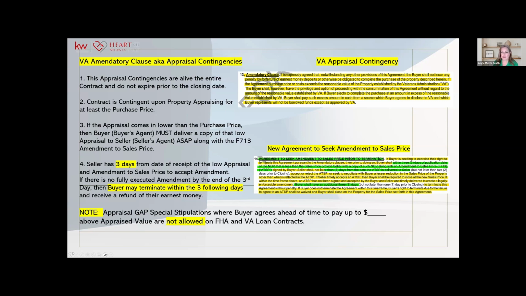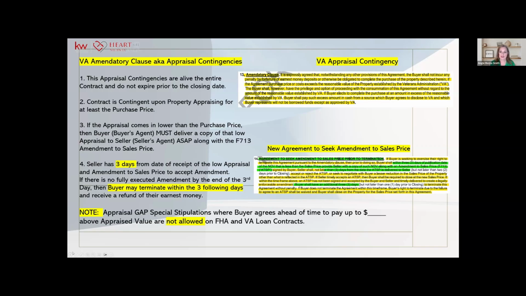It is expressly agreed that notwithstanding any other provisions of this agreement, the buyer shall not incur any penalty by forfeiture of earnest money deposits or otherwise be obligated to complete the purchase of the property described herein if the agreement purchase price or cost exceed the reasonable value of the property, that's also known as the appraisal, established by the Veterans Administration. The buyer shall, however, have the privilege and option of proceeding with consummation of this agreement without regard to the amount of the reasonable value established by VA. In other words, they can pay more if they want to, more than the VA will insure and more than the lender will lend if they want to do so.